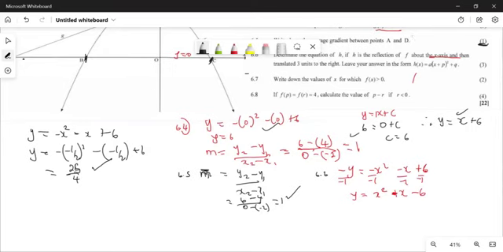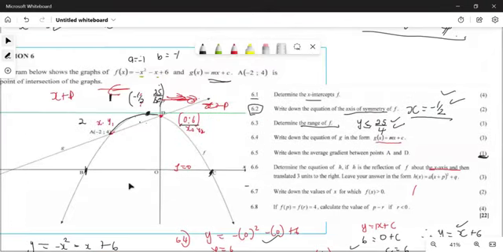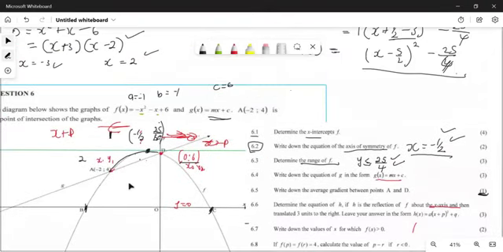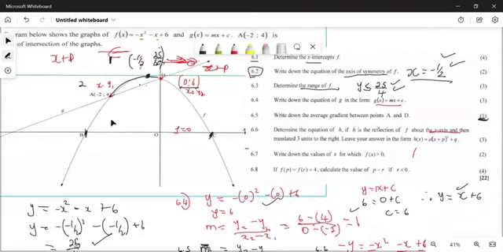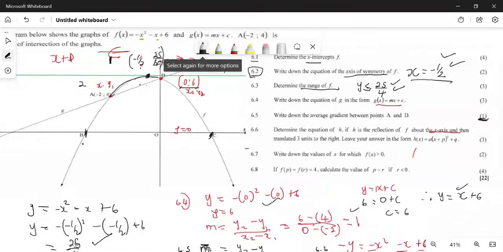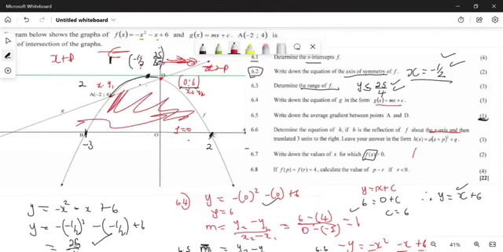We got them as -3 and 2. Here we have -3 and then here we have 2. And then they say greater than 0. Greater than 0, they are talking about above the x-axis. So your graph is above the x-axis here. Can you see that?